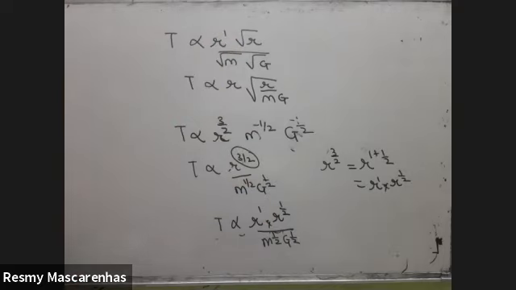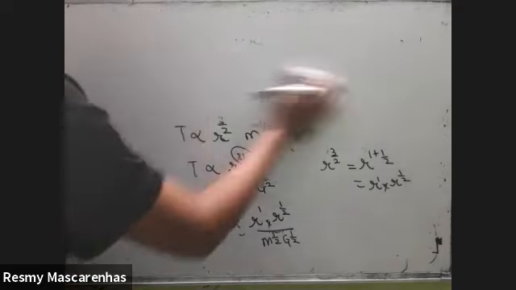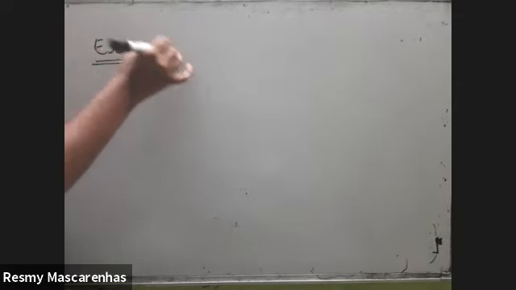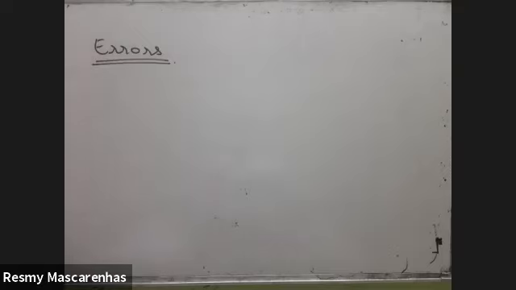Same chapter only. Subtopic called errors. Error, you know, is that kind of a mistake. But from the normal definition point of view, it is the uncertainty.